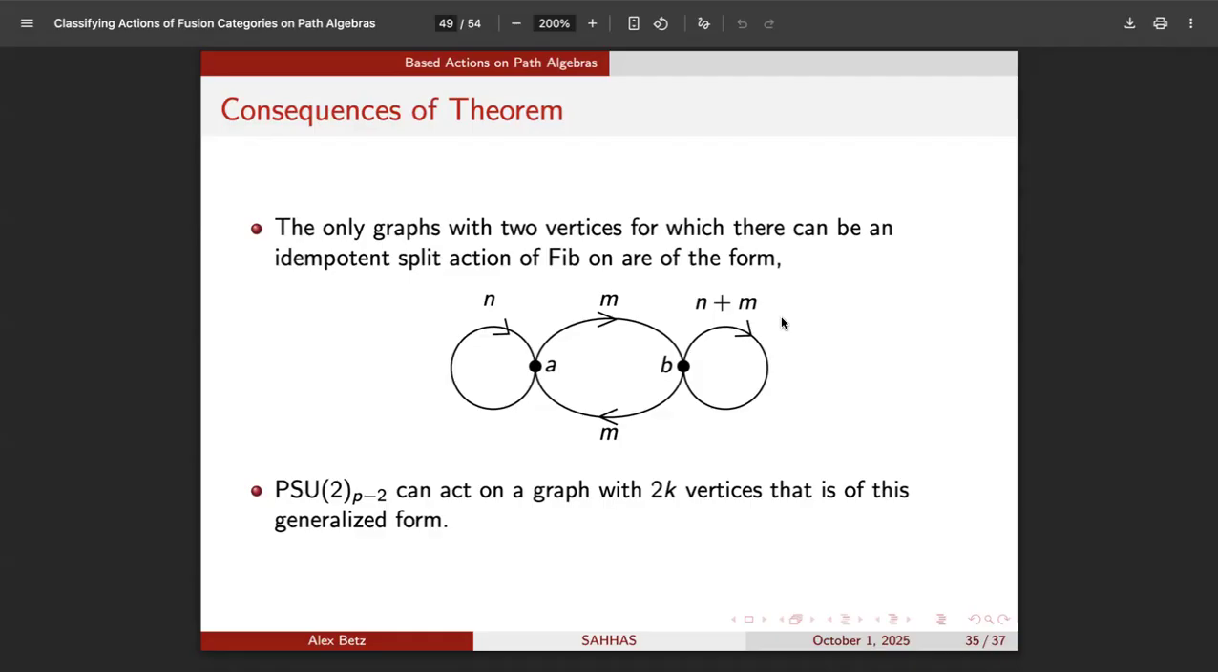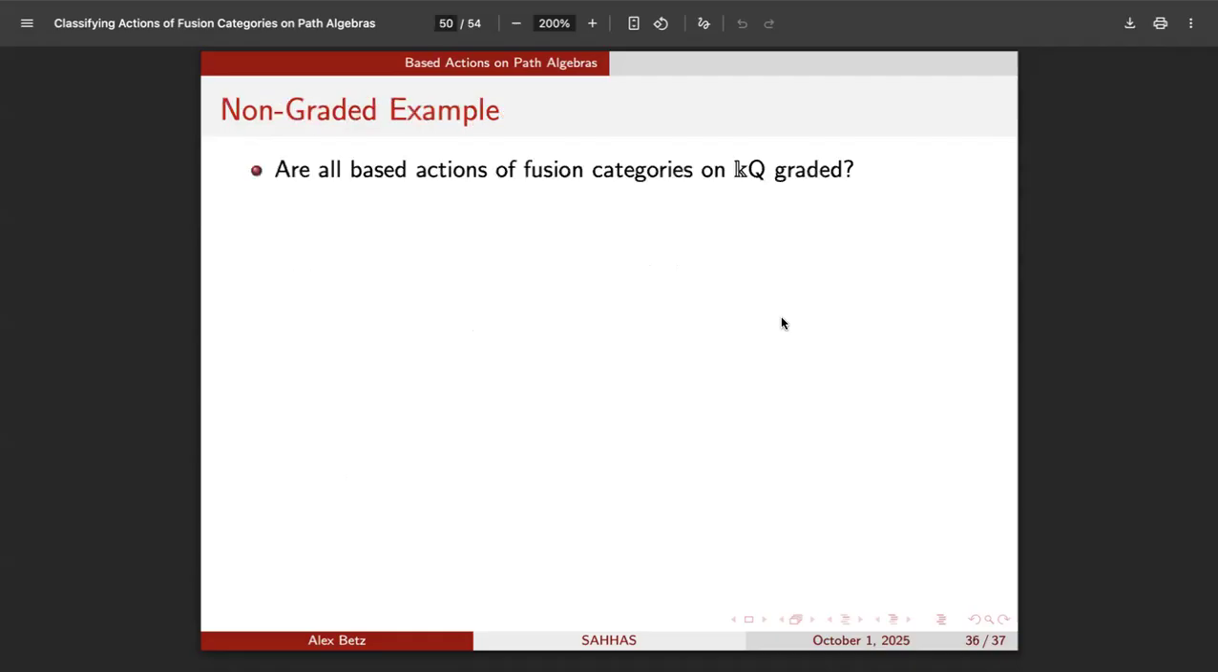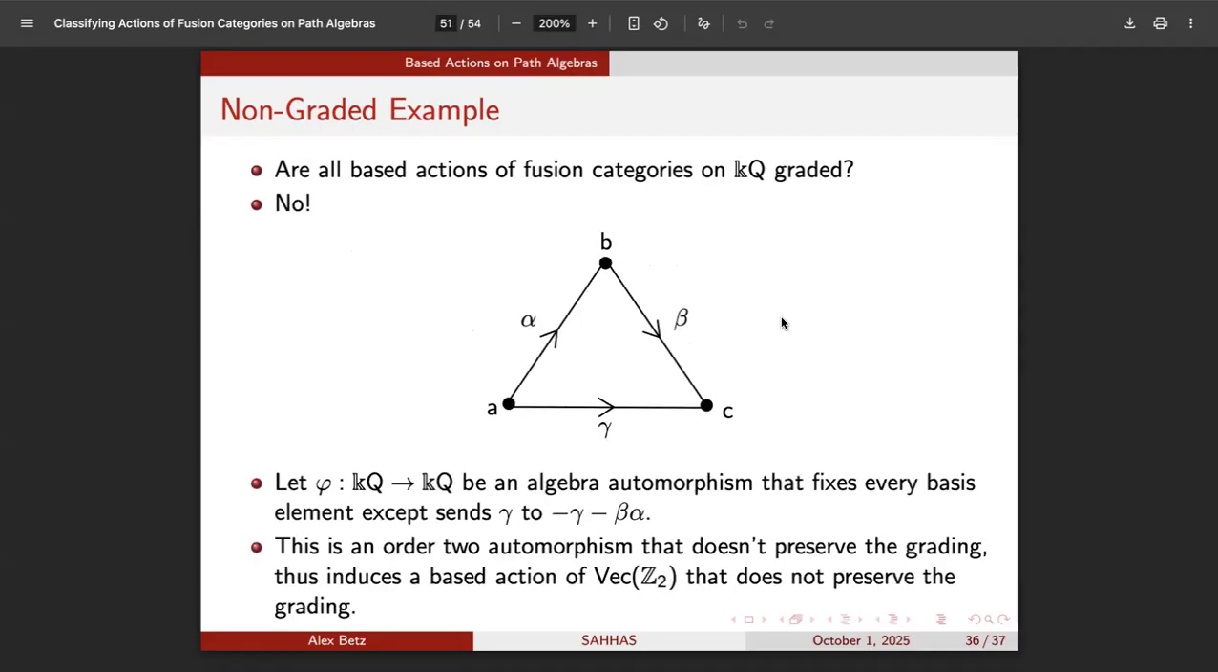And so the follow-up question is: are all based actions of fusion categories on quiver graded, right? I was able to show for PSU2 that yes, they are in fact all graded. And your next question is, is any fusion category action on the path algebra going to be graded? The answer to this is pretty quickly no, because otherwise all group actions would have to be graded in some sense. You can quickly construct a group action that doesn't preserve the grading, and that will induce a based action that also doesn't preserve the grading.